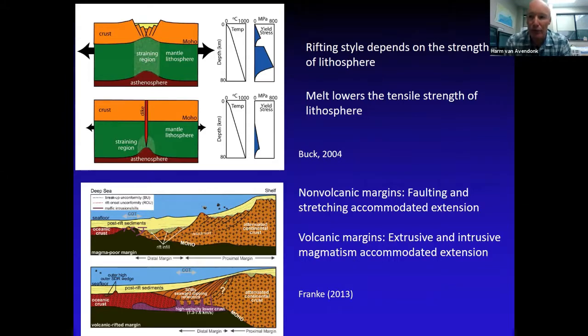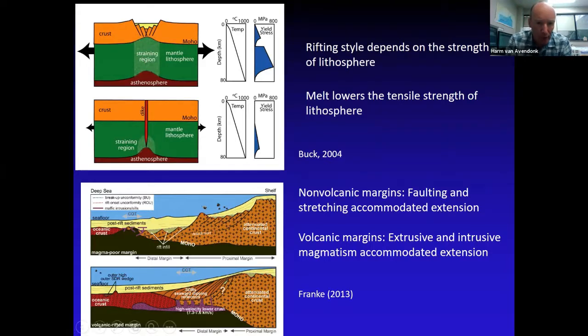So if we can find evidence at ancient rift margins for the past presence of melt, for example, due to intrusive magmatism or extrusive volcanism, then that gives us an indication about the driving mechanism for rifting. It also may address whether far field stresses or local instabilities really caused the initiation of the rift.